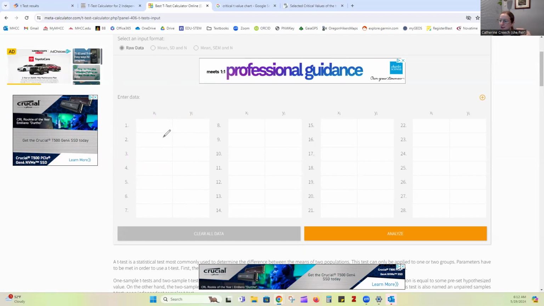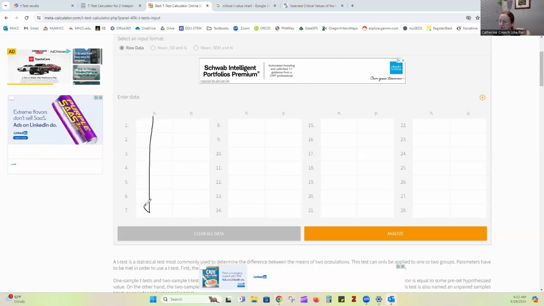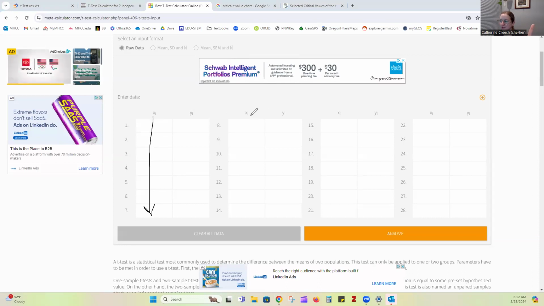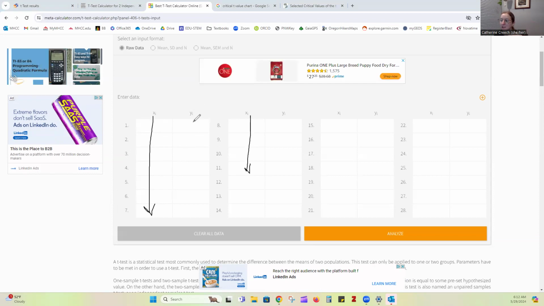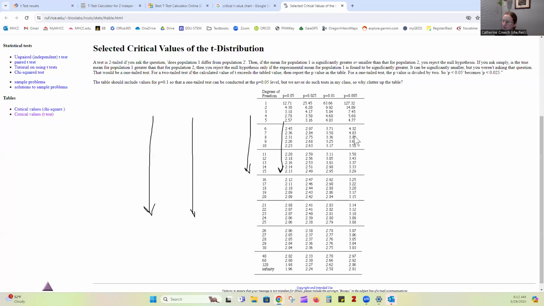So you would enter all of your data for 1 in this column, and if you had more than 7, you would continue it here. So your number goes 7 to 8. And then for data set 2, you'd fill in this column and then continue it here. And then you'll hit analyze, and it will give you a t-value. You come back, you compare your t-value to your critical t-value chart. And if it is larger than the number in this column, you can say that you are statistically significant and there is a difference in between your data sets.